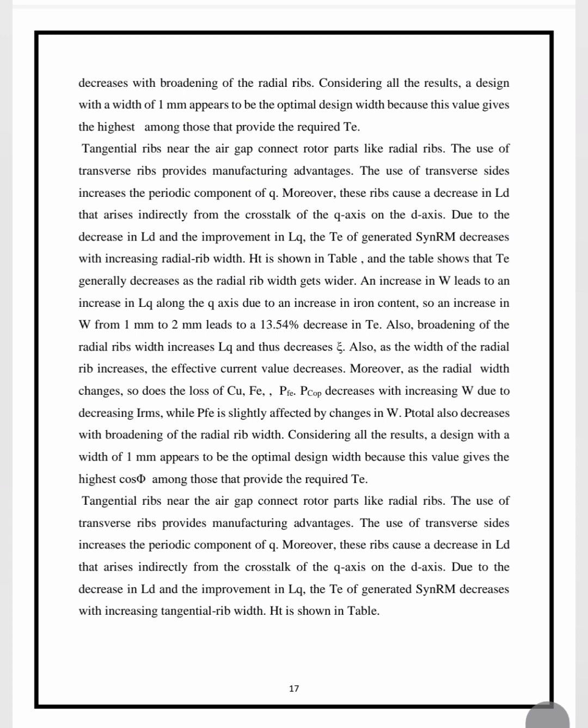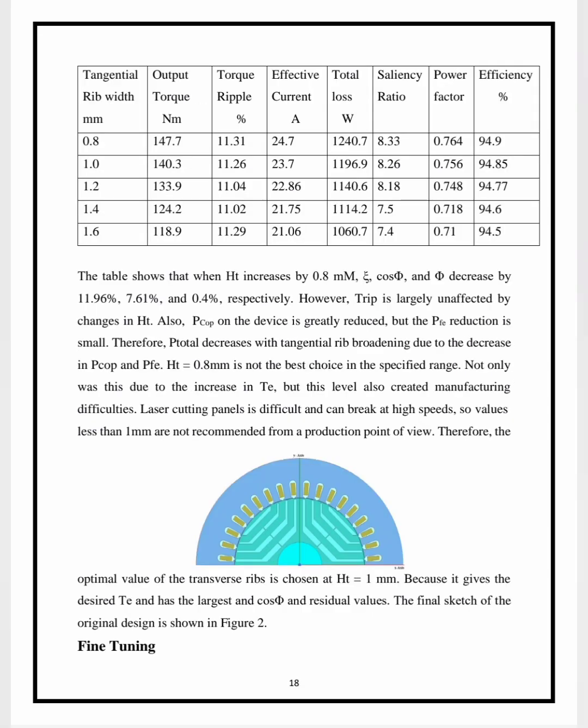HT is shown in the figure. HT is the tangential rib width, which ranges from 0.8 to 1.6. Now there are other parameters: output torque, ripple torque, effective current, total loss, saliency ratio, power factor and efficiency.